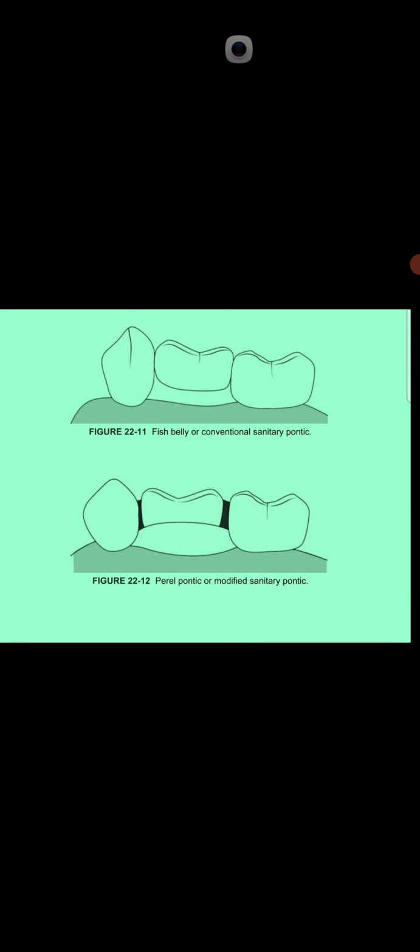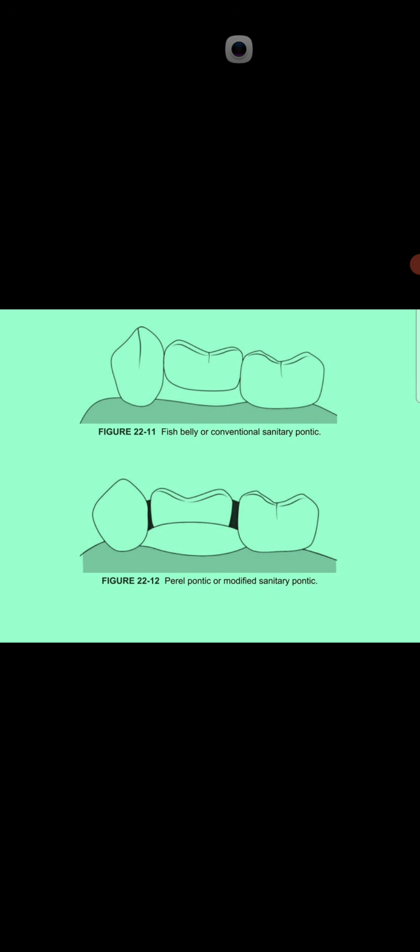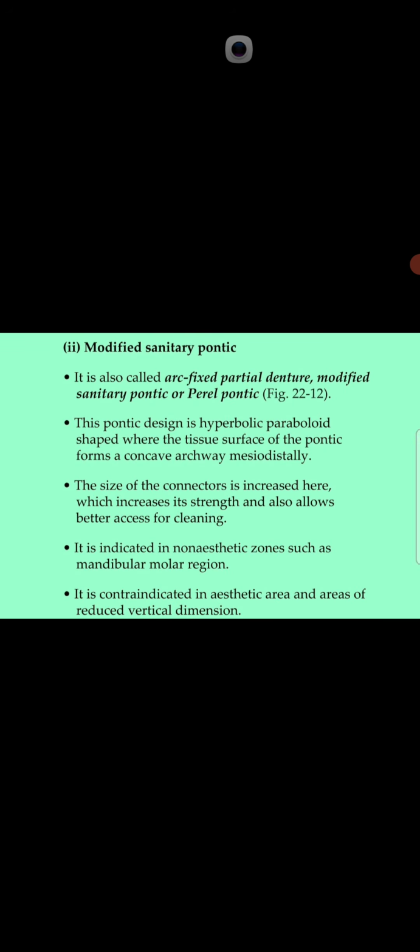Next come to the modified sanitary. Look at the modified sanitary here, also known as parallel pontic or modified sanitary. The lower border is like a hyperbola shape, but the connector size is thick. Look at the black area. Here the connector size is thick. In the modified sanitary pontic, this name, parallel pontic, came in the last March annual exam.